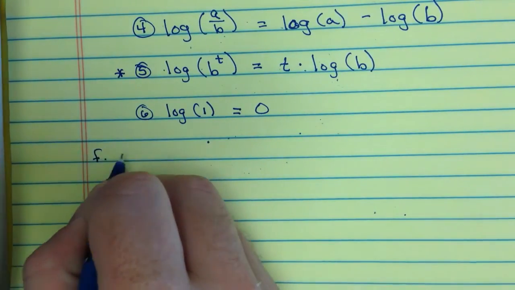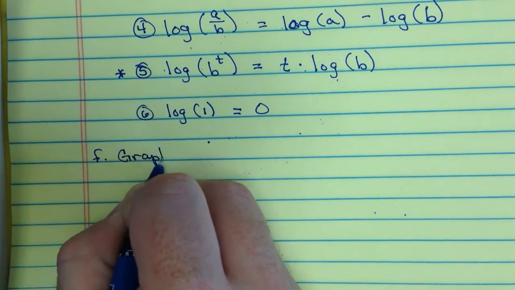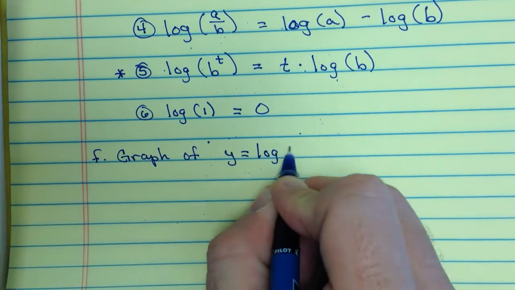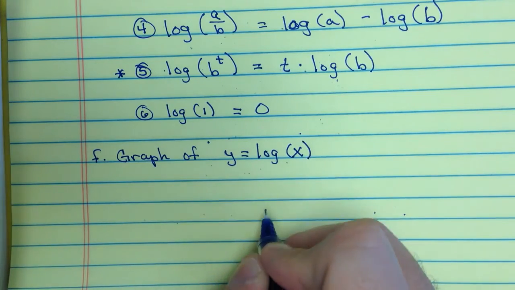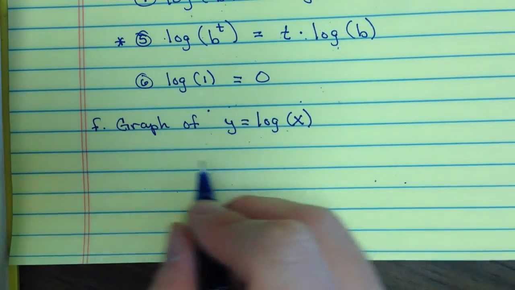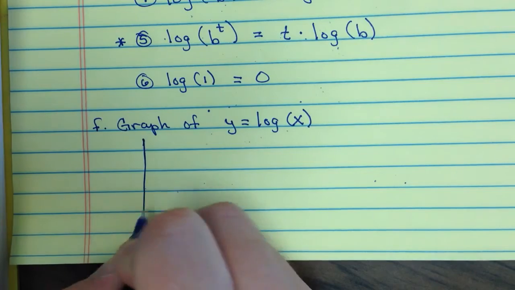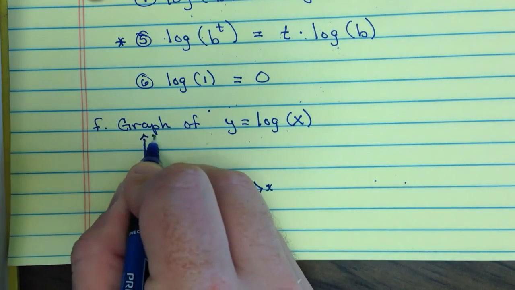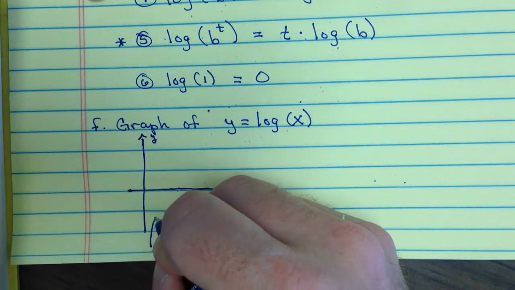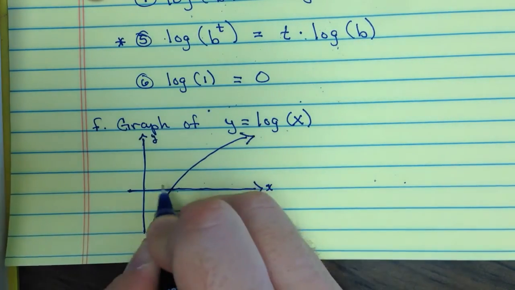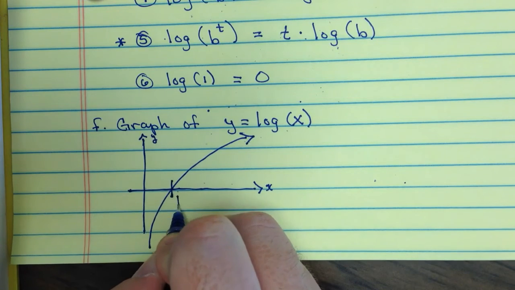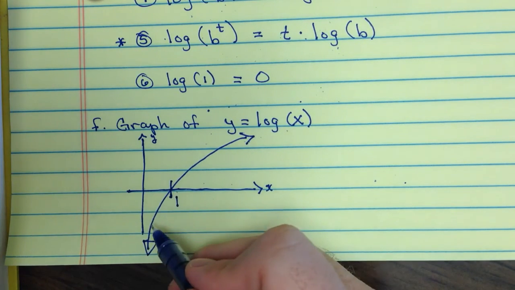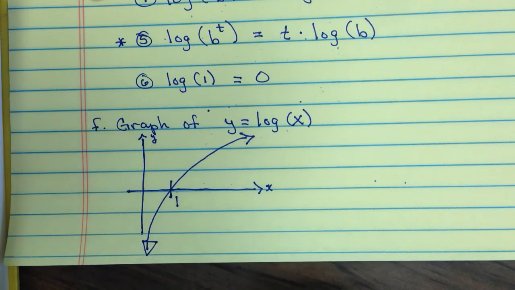So little f, let's talk about the graph of y equals log of x. All right, and remember the base is still 10. So the graph is going to look like this. Here's your x. Here's your y. And it's going to look like this. It's going to pass through 1 on the x-axis. And it's going to be asymptotic to the negative y-axis.